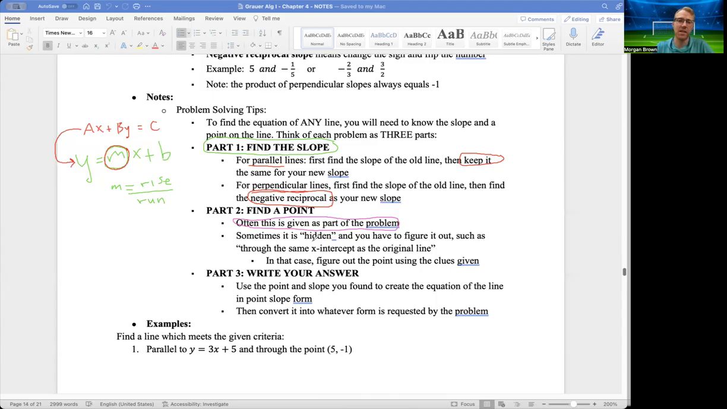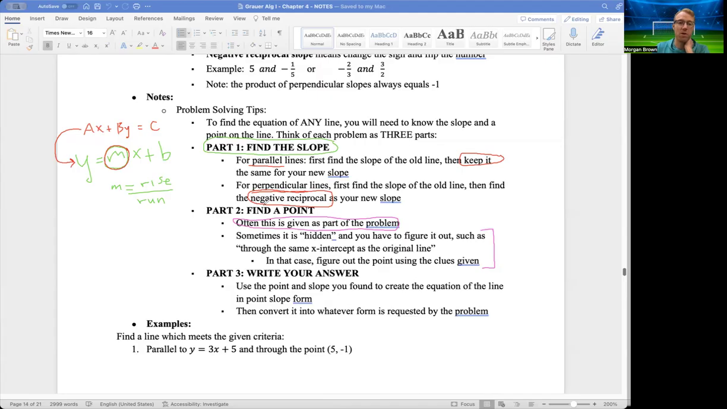But sometimes it says through the same x-intercept or through the same y-intercept or through the midpoint. And so they're telling you some information about the point, but not giving you the actual coordinates. So you'll have to do some work. You'll have to solve an equation or figure out what the actual coordinates of the point are. And how you do that depends on the specific problem. So once we start doing the examples, we'll look at a couple different cases where you have to find the point in order to use it.